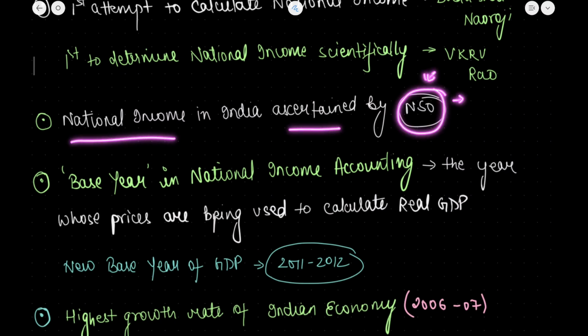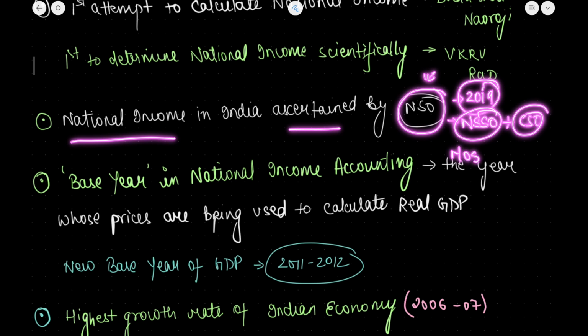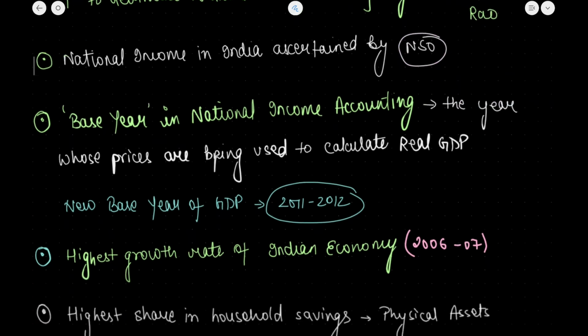Now, the NSO was not there before 2019. In 2019, what happened is that NSSO plus CSO, these two organizations which came under the Ministry of Statistics and Programme Implementation, were both merged to form the National Statistical Office.